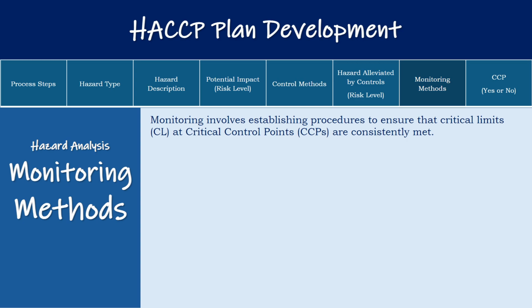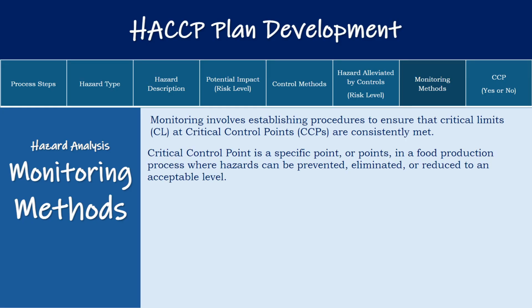Monitoring is the next principle of the HACCP process and involves establishing procedures to ensure that critical limits at critical control points, or CCPs, are consistently met. A critical control point is a specific point or points in a food production process where hazards can be prevented, eliminated, or reduced to an acceptable level.